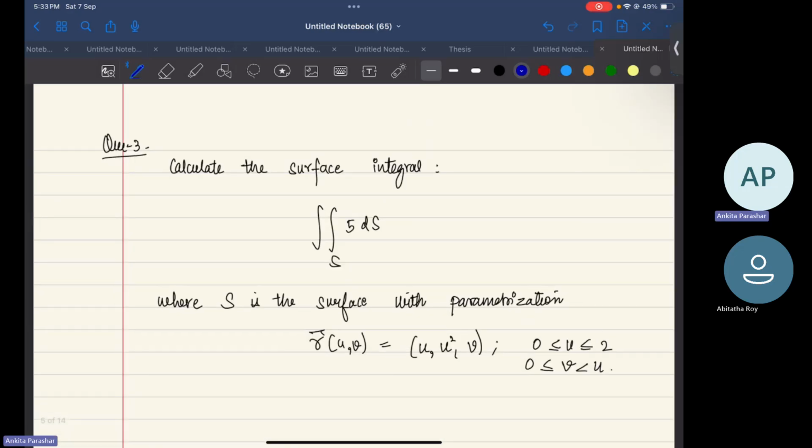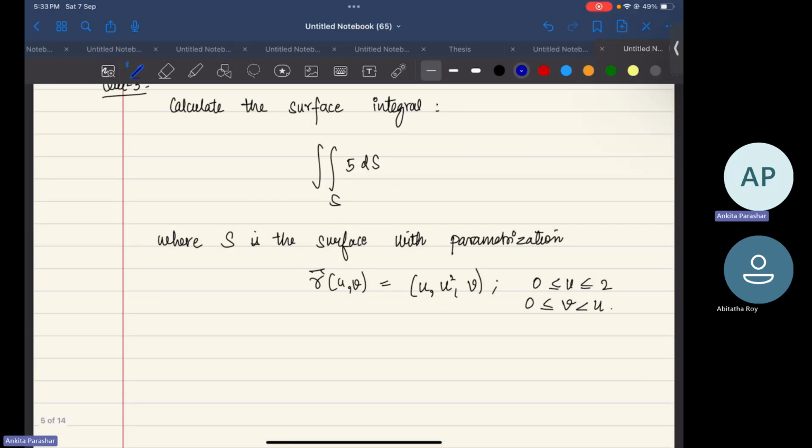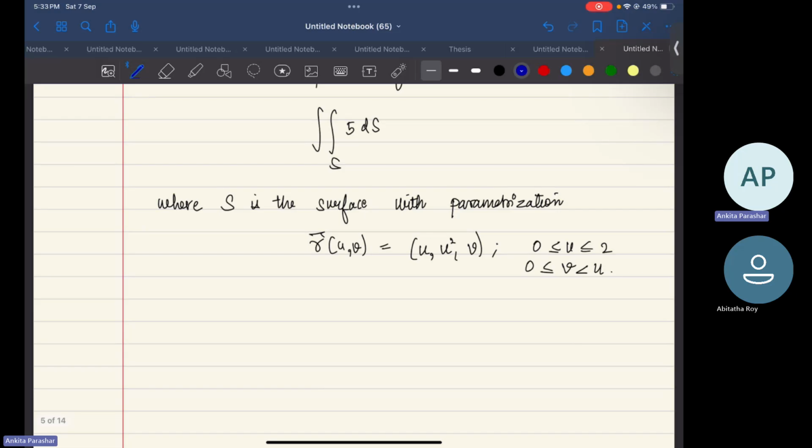Okay, now we have the surface integral. We want to compute the surface integral of a function over the surface, let's say the function is the constant 5, and the surface is this one that we have parameterized. So now we should be able to change this integral into a parameterized integral. Can you try doing this the way we just discussed?